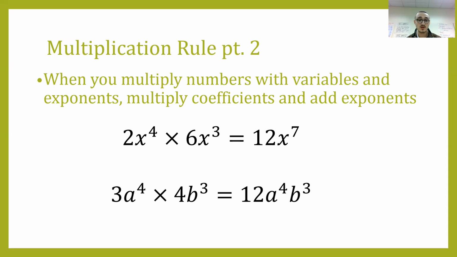So right below this, 3a to the 4th times 4b to the 3rd, okay? a to the 4th and b to the 3rd, not the same variable, so they will not combine like that. So they will just remain a to the 4th and b to the 3rd, and we will just multiply our coefficients to get 12.